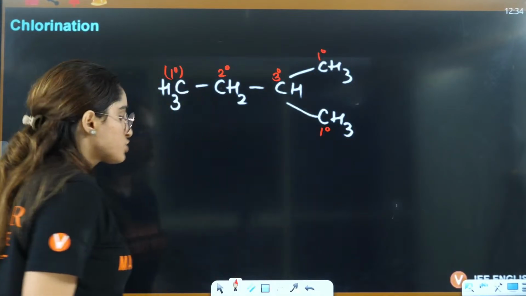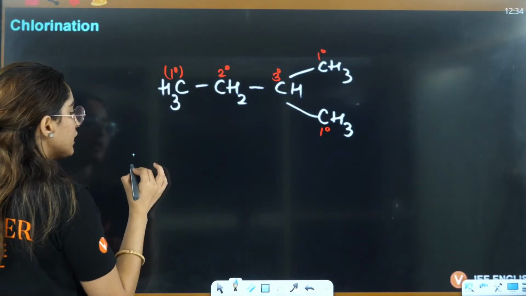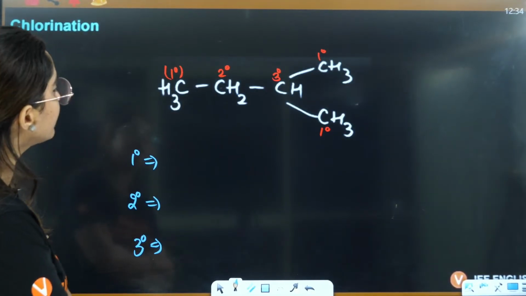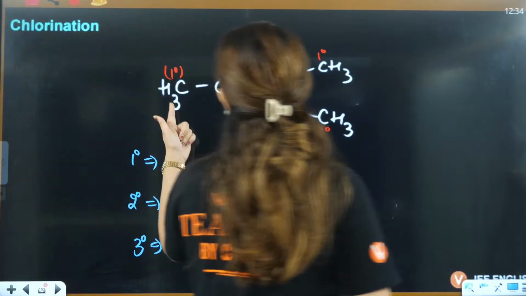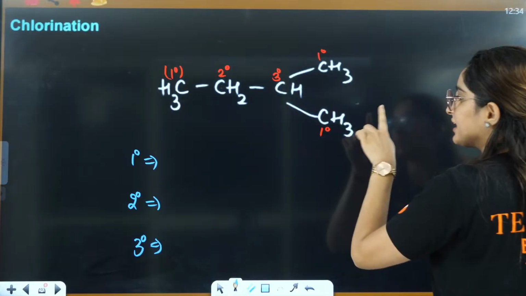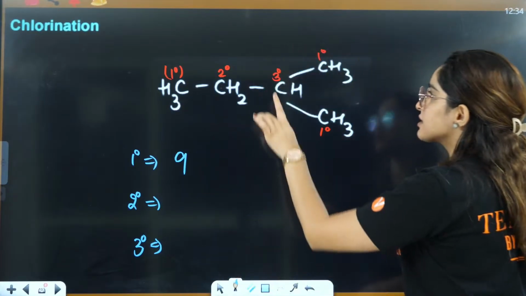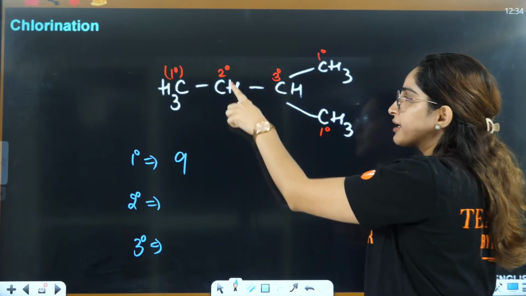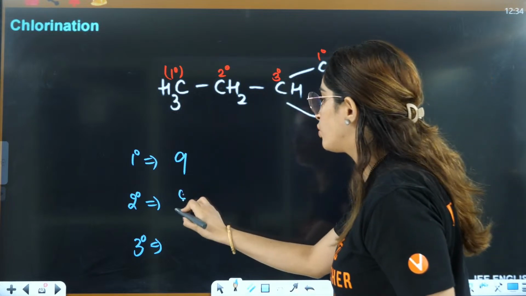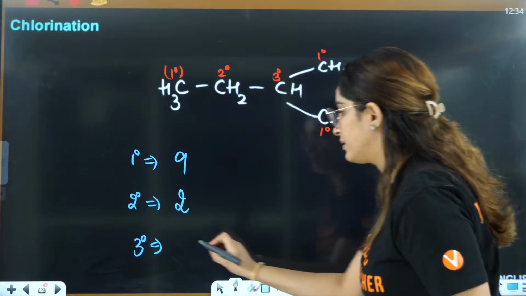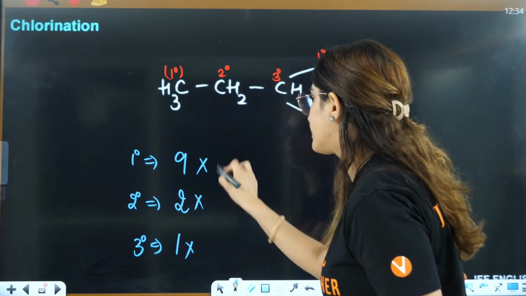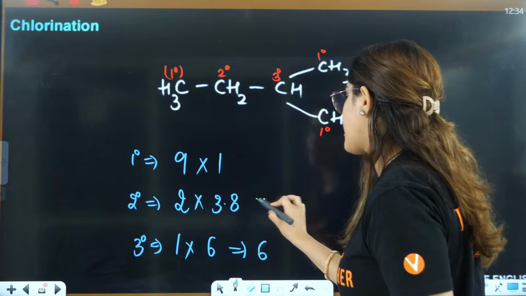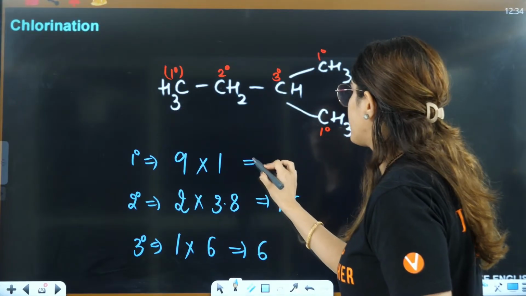It is 1 degree. So how many 1 degree, how many 2 degree, how many 3 degree you have? 1 degree is 3 carbons. How many hydrogens of 1 degree? 3, 4, 5, 6, 7, 8, 9. 9 hydrogens. 2 degree, how many? 2 hydrogens that are connected to 2 degree carbon. So you will have 2. And 3 degree, you have only 1. Multiplication factor, here it is 1, here it is 3.8, and here it is 6. Here answer will be 9, here it will be 7.6, and here it will be 6.